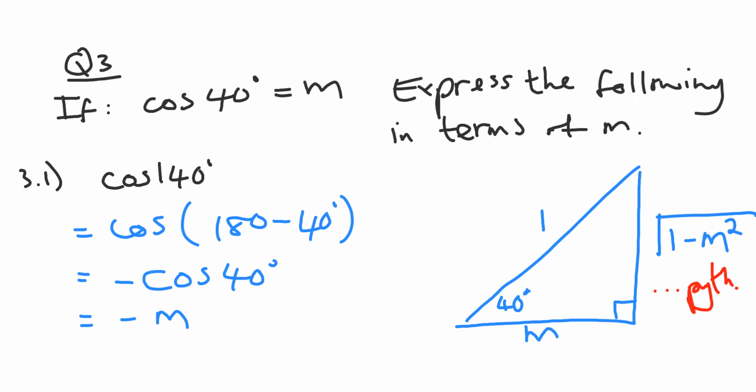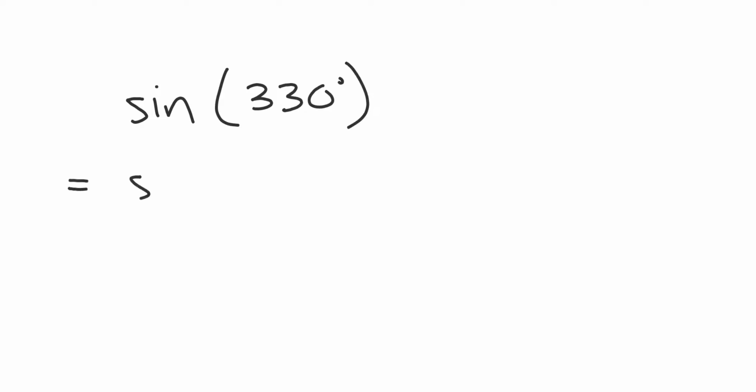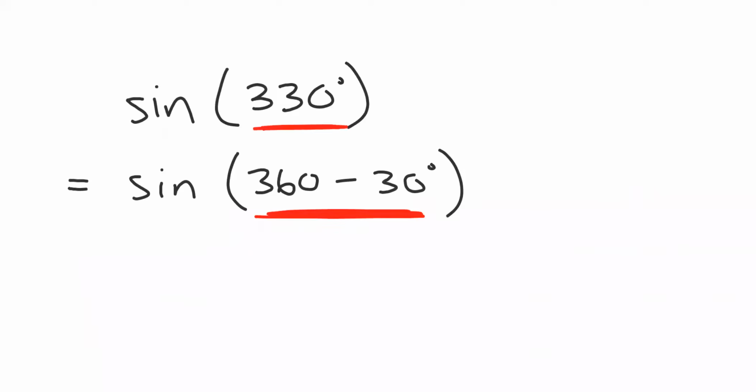Please remember that whenever you are doing reduction, I'm just going to make another example. Let's say you have sine of 330 degrees. When you break it up, the thing that you break it up into needs to always be equal to the angle that was given. So 360 minus 30 is equal to 330. And only now you can do a reduction where you say this is in the fourth quadrant and sine is negative there. So this becomes negative sine 30 degrees.